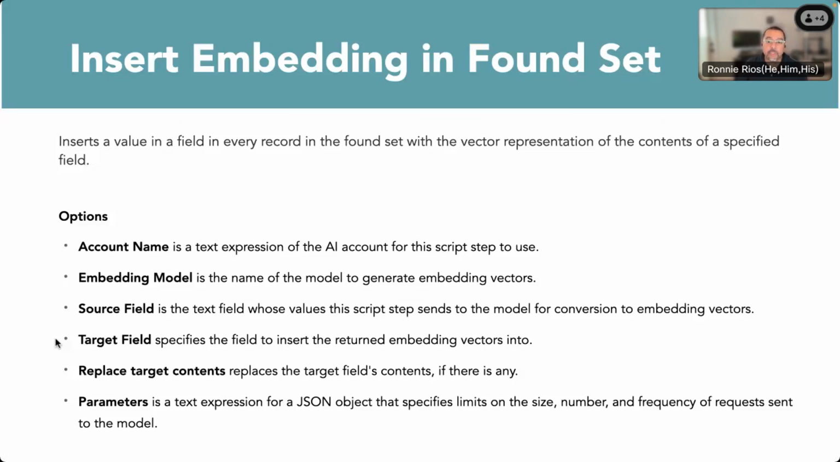Then there are a couple of options here that are really interesting and different from the previous one. The first one is Replace target content. This replaces the contents of the target field if there's anything there. So this is great if you want to update vector embeddings in batches, right? If this option is off, the vector embedding is going to be added to the target field only if the field is empty. Otherwise, the field is left completely unchanged. So turning on this option is useful if the contents of the source field change frequently and you want to keep on updating that. It's a great way of doing that.